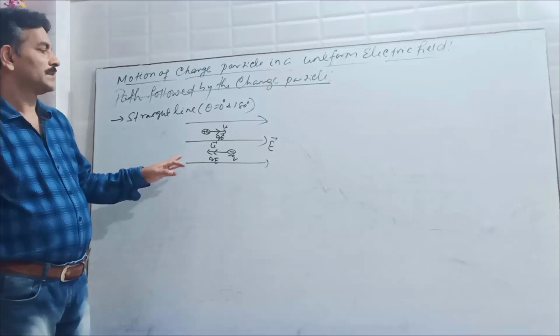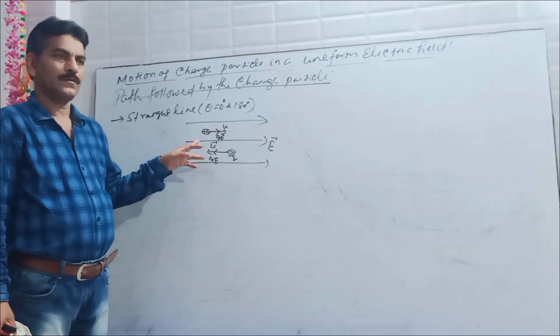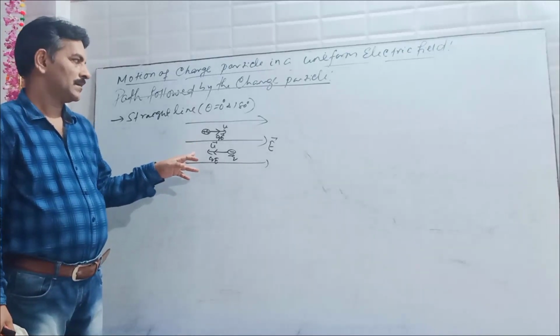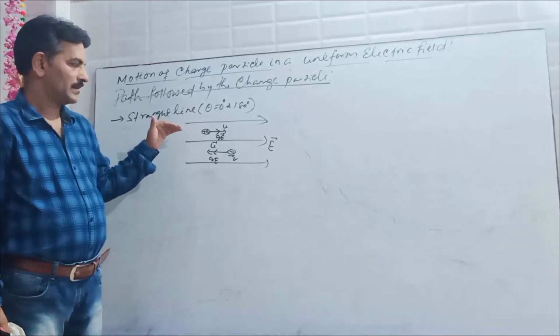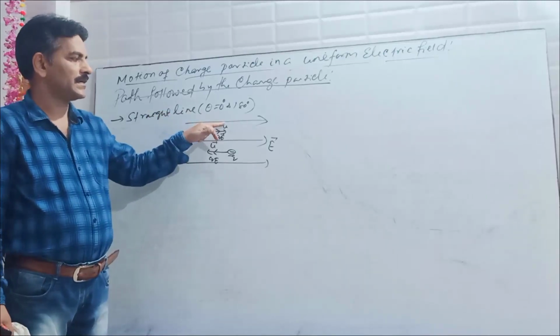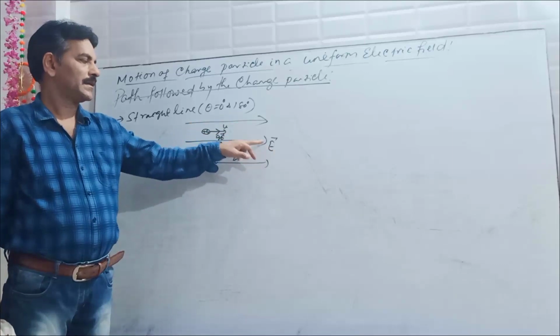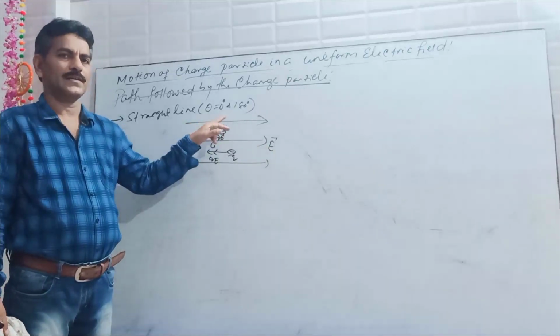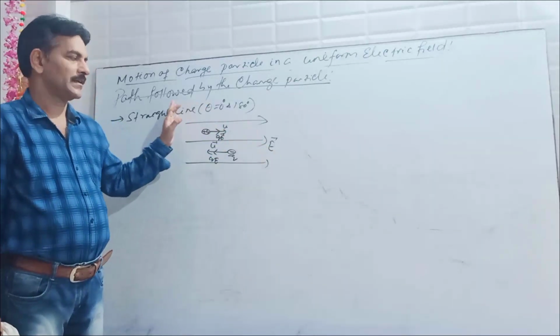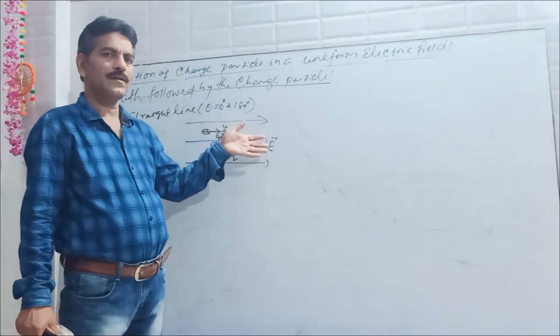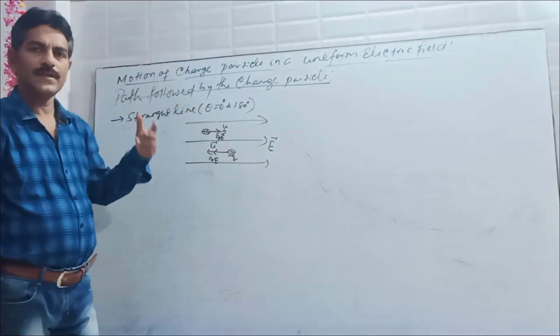For theta is 0 degree and 180. That means theta is the angle between the velocity and the electric field direction, projecting velocity onto the electric field. The charge particle either enters into the electric field parallelly or anti-parallelly. The path followed will be a straight line.